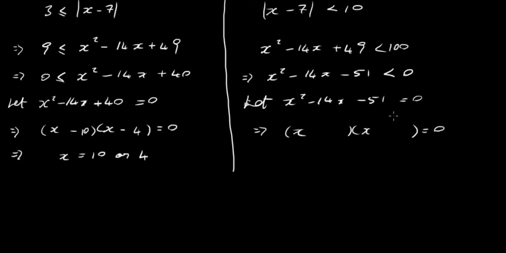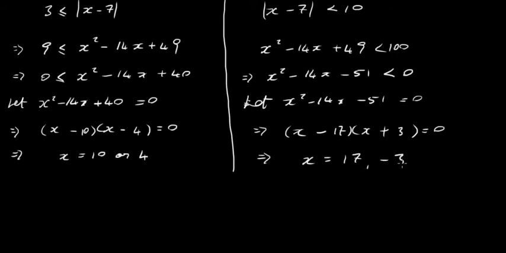I need a plus and a minus because this is minus here, so I need two different signs. I want the biggest one to be minus, so we'll take this one as minus, this one here is plus. So that will give me x is equal to 17 or minus 3. You probably recognize these numbers from the previous solution. But let's have a look.